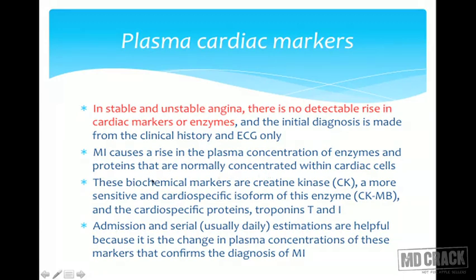MI causes a rise in the plasma concentration of enzymes and proteins that are normally concentrated within the cardiac cells. These biochemical markers are creatine phosphokinase, a more sensitive and cardiospecific isoform of this enzyme, that is creatine phosphokinase MB, and cardiospecific proteins, those are troponins T and troponin I. Admissions and serial, that is usually daily estimations of these enzymes are helpful because it is the change in plasma concentration of these markers that confirms the diagnosis of myocardial infarction.